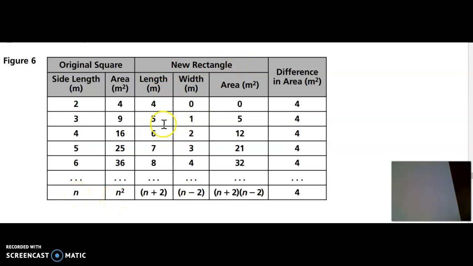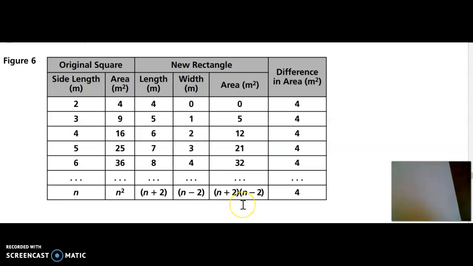And then for the new rectangle, all the lengths were 2 meters longer than the square side, so 4 plus 2, 5 plus 2, 6 plus 2, which is why down the bottom you just use n plus 2 to represent its length and n minus 2 for the width, because there's always 2 less than the side. Then to get the area, well, that's length times width. So you multiplied this times that, and that's how it can look.